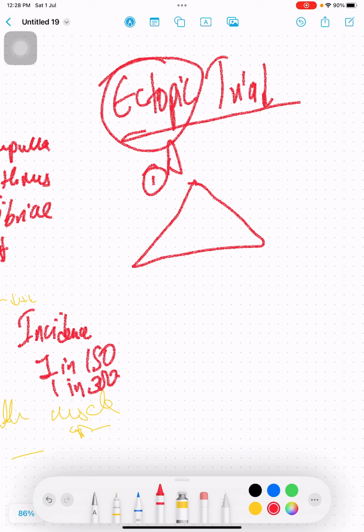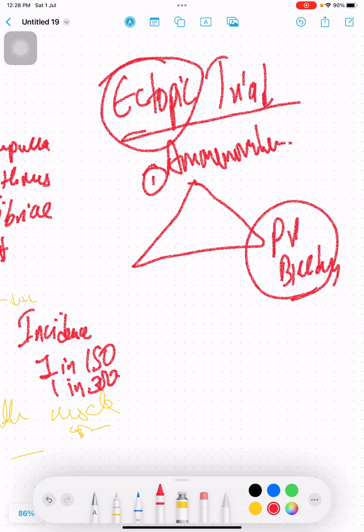You have already learned about amenorrhea. So she will present with amenorrhea. She will present with PV bleeding, but this PV bleeding will not be that much as that of abortion also.